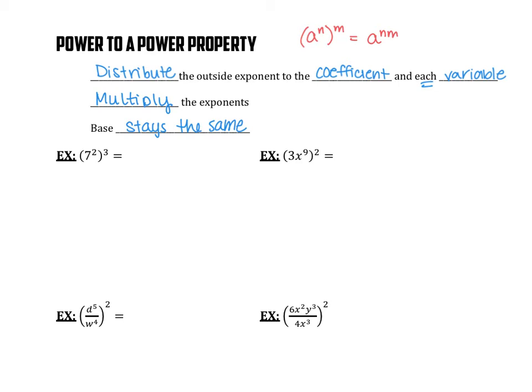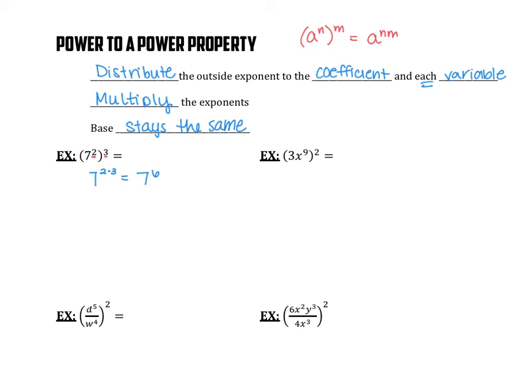Okay, well, in this problem, there really is only a coefficient that happens to have an exponent as well. So we are going to multiply those two exponents. So this would be 7 to the 2 times 3, using just the mathematical definition, or 7 to the 6th power. And if you were to type each of these into your calculator, 7 to the 2nd cubed or 7 to the 6th, we would get the same answer either way.